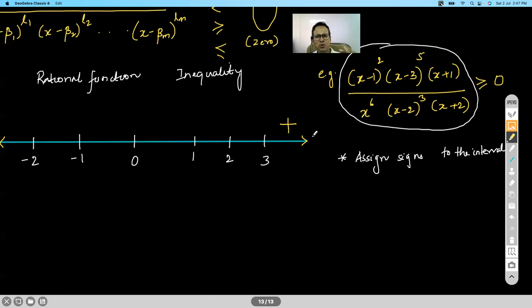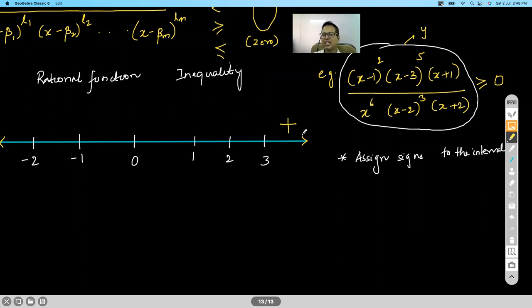Now you must be wondering, sir, you only took one value and then you generalized it for the whole interval. Yes, that is the beauty of it. Your entire function will be positive in this interval. Whether you take 4, 4.5, 100, 1 million, or 1 billion, you will always get a positive answer. If you don't believe me, you can try other values also. Any value more than 3, let's call the expression y, your y will always be positive in this interval.